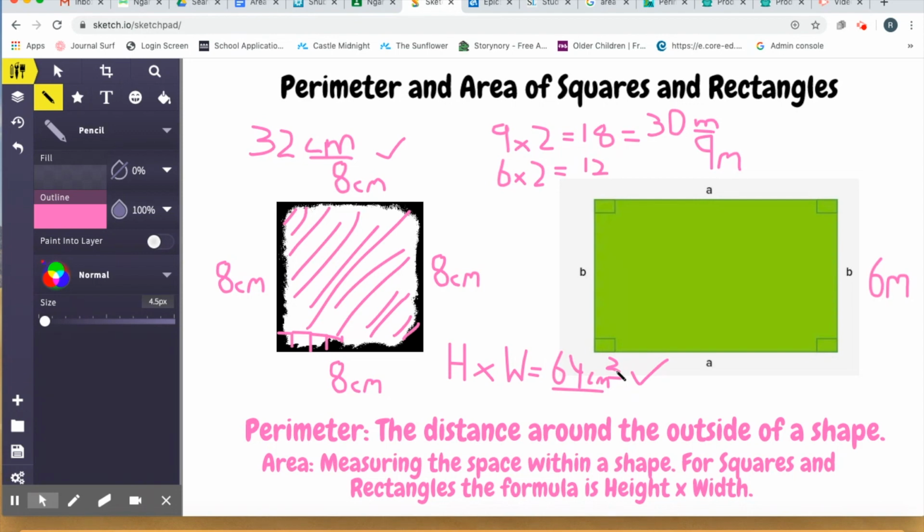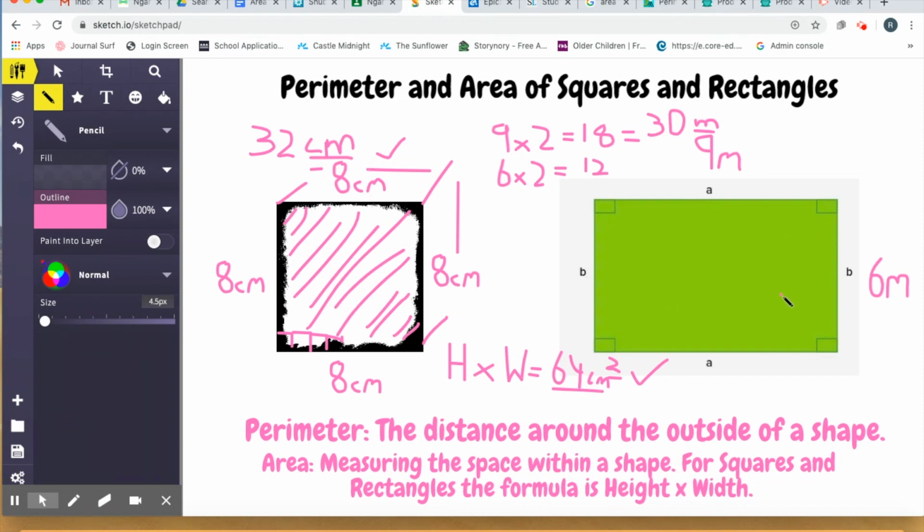If it was a 3D shape and you were working out the area of a cube, say, then it would be 64 centimeters cubed. But you'd have another equation in there because it would become height times width times depth if you were adding in the depth of a shape as well to make it a cube. In this case, though, we are just looking at 2D shapes, so it is just height times width.